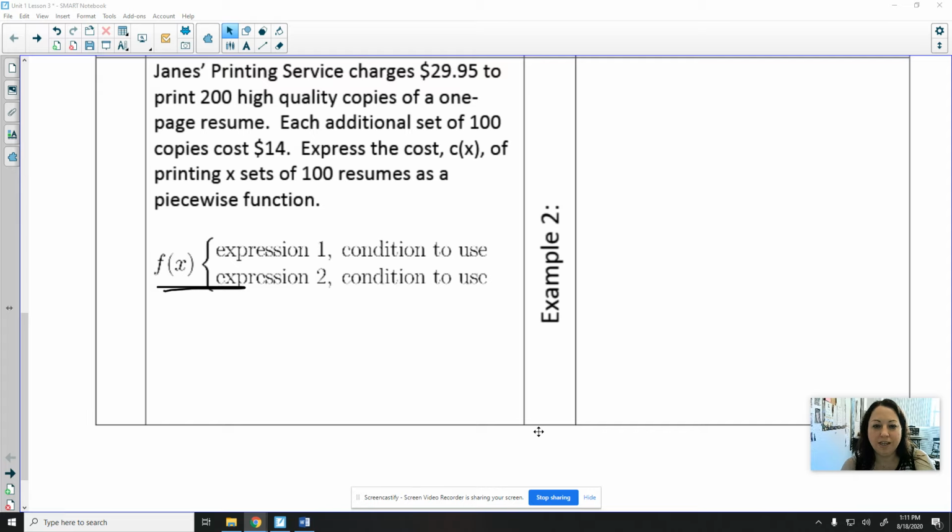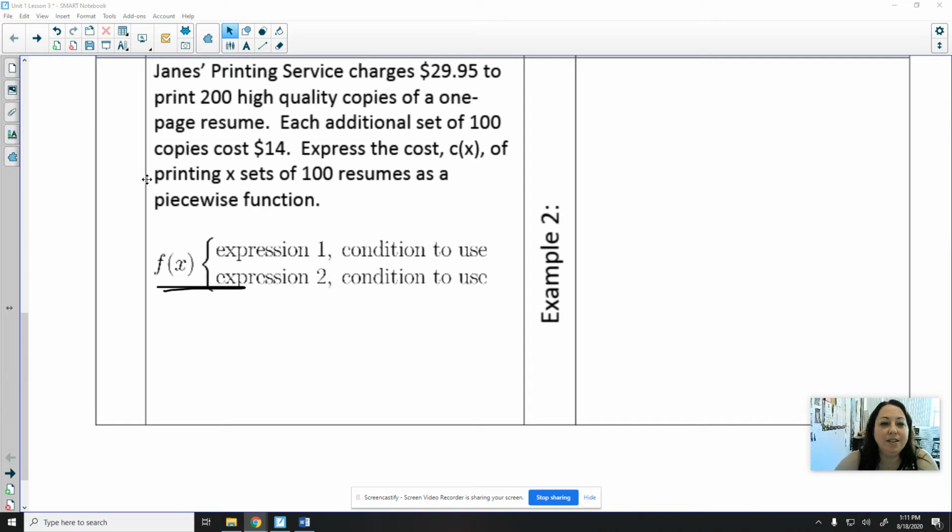Hey, we are going to look at example number 2 that talks about printing resumes. And this is where I feel like some of these don't really fall into real life scenarios for us anymore. So we're going to go ahead and read through it and set up our own piecewise function.